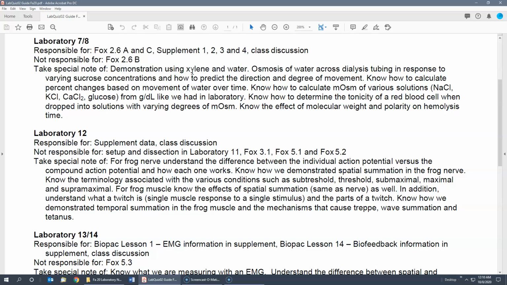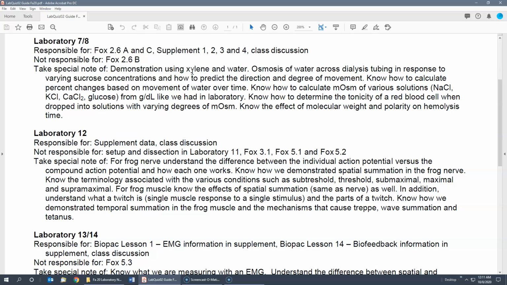We also looked at the osmosis of the water across this dialysate tubing in response to varying levels of sucrose, and we should know how to predict the direction of water movement and the degree of movement, right? So remember that the larger percentage of sugar will pull water towards it, and the bag will get heavier or lighter depending on the movement of the water. You should know how to calculate the percent changes based on the movement of water over time.